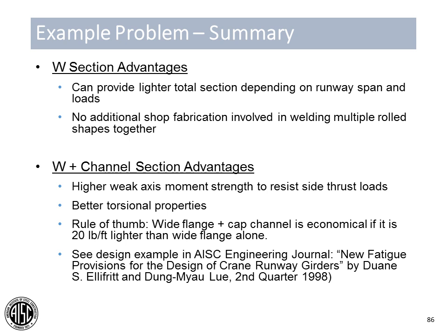There are advantages to having a wide flange plus a cap channel. You have a higher weak axis moment strength to reduce those side thrust loads, and you have better torsional properties. A general rule of thumb would be if your wide flange plus your cap channel is 20 pounds per foot lighter than the wide flange alone, that's probably a more economical design.